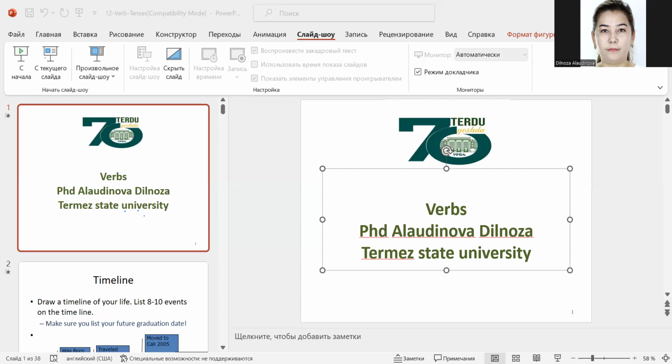Subjunctive mood. Indicative, imperative, subjunctive. Indicative mood expresses facts. Imperative expresses command. Subjunctive expresses conditions contrary to fact or expresses urgency or demand. If I were you, I would drive home on Sunday. I insist that he drive home on Sunday.